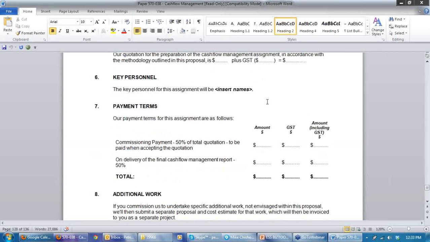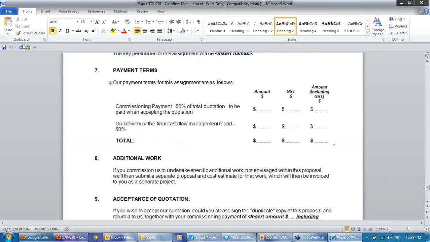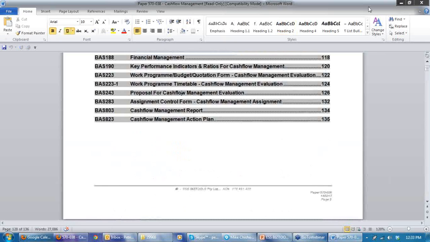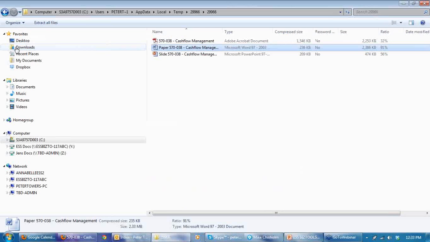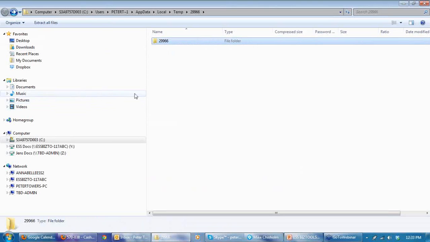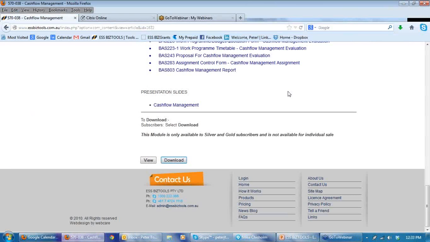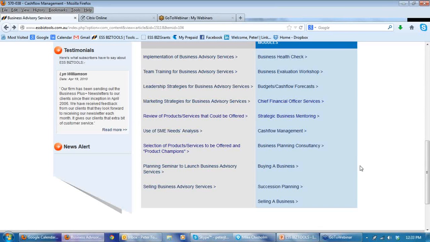So that's an overview of how a business advisory services product is undertaken. And just once again, they're the products. There's material, templates, forms, manuals, etc., similar to what's in cash flow management that are available.